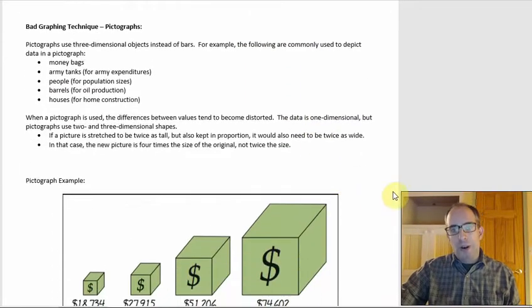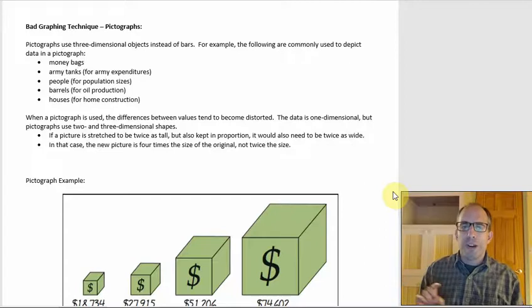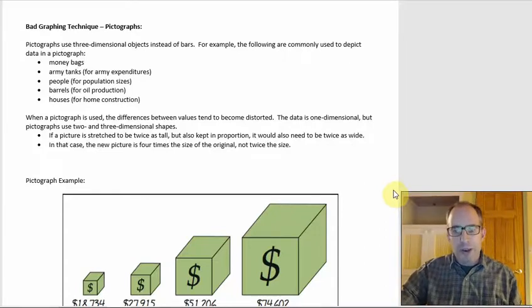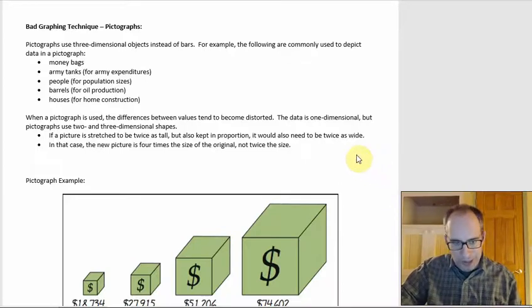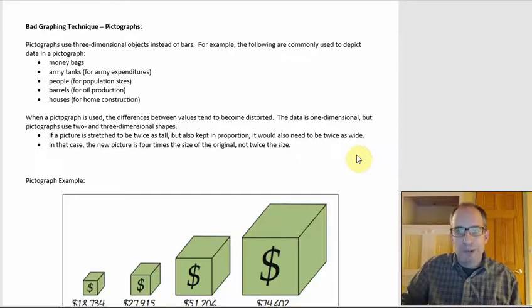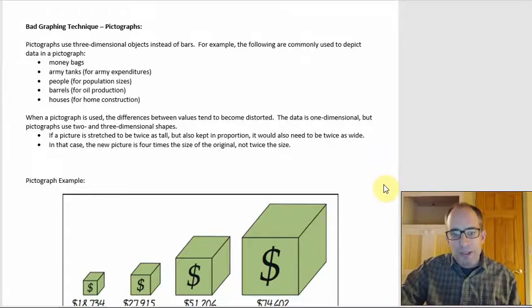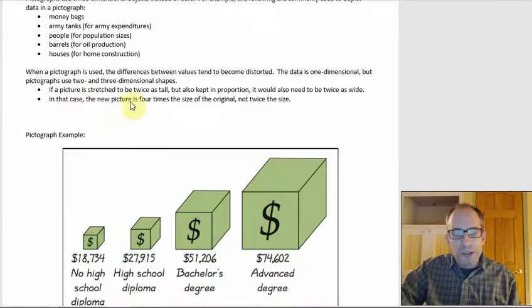This is another one, and this is supposed to be a type of bar graph, except instead of using a bar, it uses a 3-dimensional shape. Using a 3-dimensional shape generally is not a great idea, because the data is not 3-dimensional, it's 1-dimensional, right? It's just comparing individual numbers. So using a 3-dimensional shape is actually going to cause trouble.